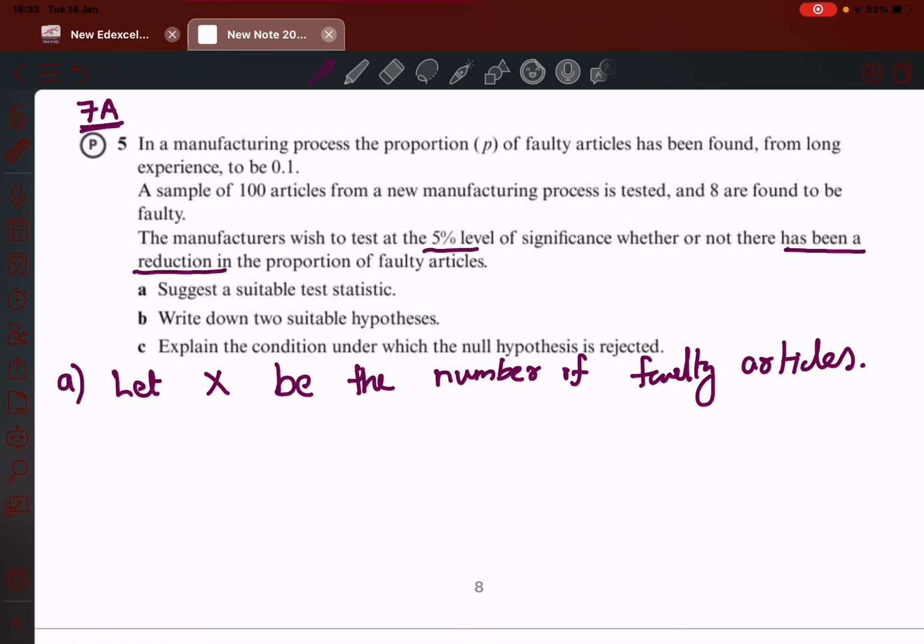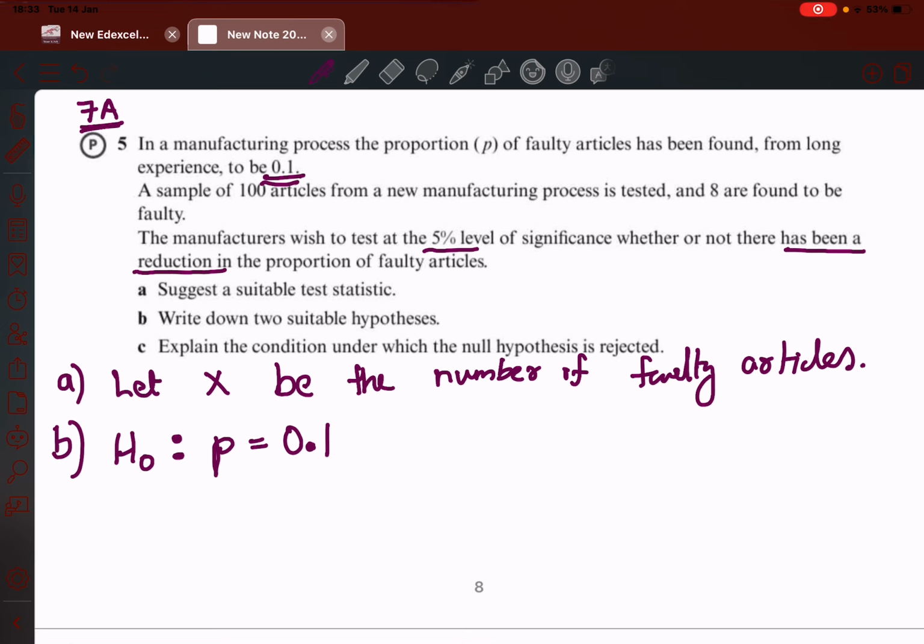Write down two suitable hypotheses. So our initial claim or the original claim is that the proportion of the faulty articles is 0.1. So I can say my original or my null hypothesis is the probability of getting a faulty article is 10%, or we could say it is 0.1.